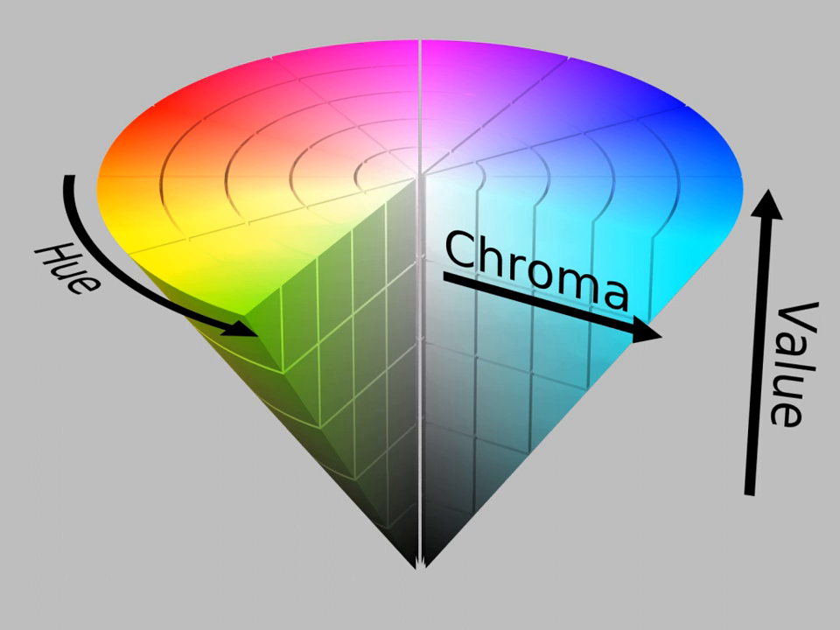HSL (hue, saturation, lightness) and HSV (hue, saturation, value) are alternative representations of the RGB color model, designed in the 1970s by computer graphics researchers to more closely align with the way human vision perceives color-making attributes. In these models, colors of each hue are arranged in a radial slice, around a central axis of neutral colors, which ranges from black at the bottom to white at the top.